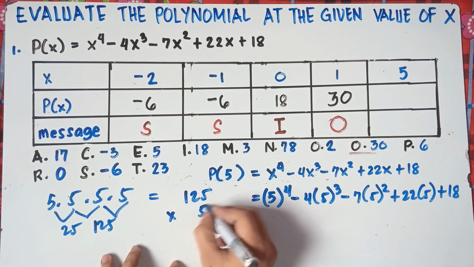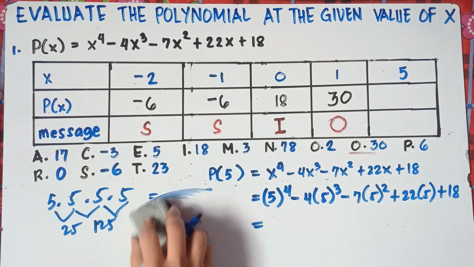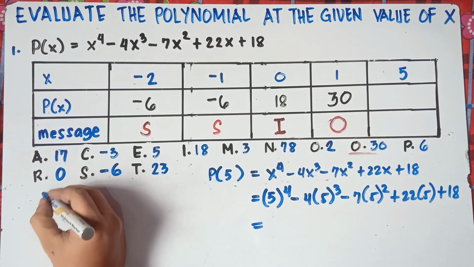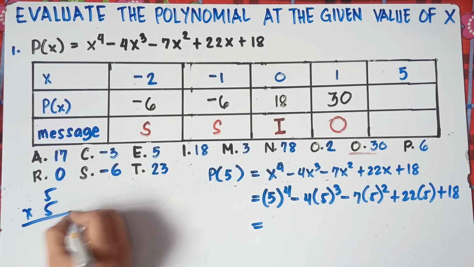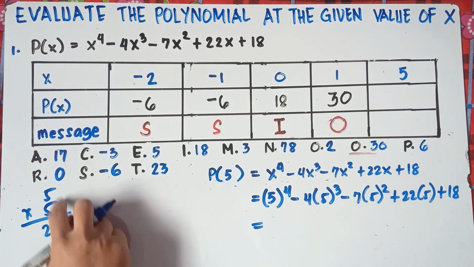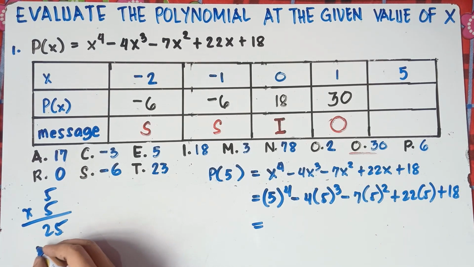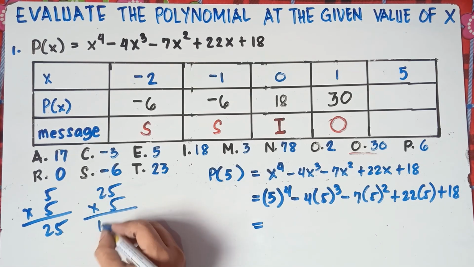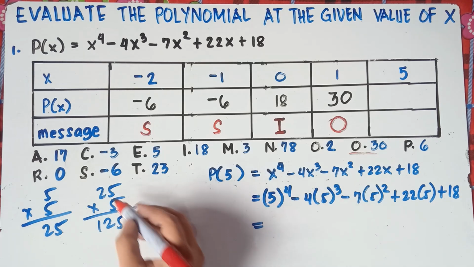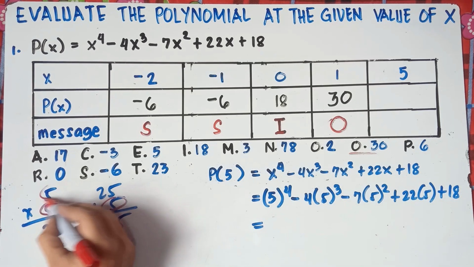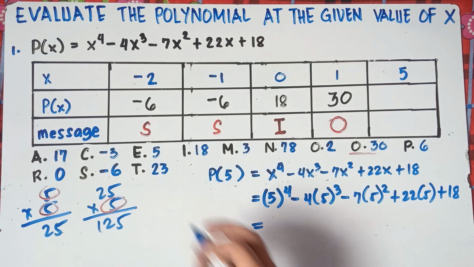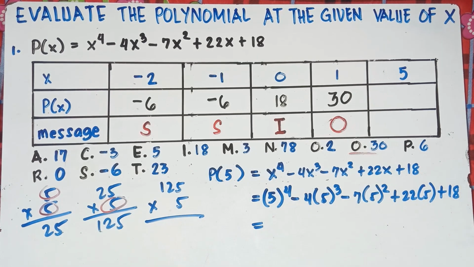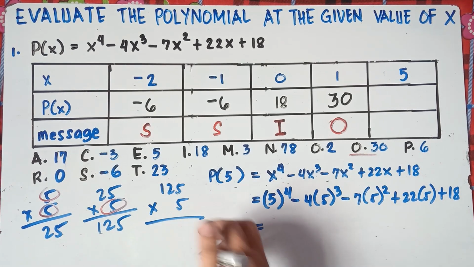Quite tricky, right? Some students will do it this way, class, because they will be confused. 5 times 5, that's 25. So you have two 5s. Then times 5, so 25 times 5. A while ago, the answer is 125. So you have three 5s now. So the last one, 5. 125 times 5.